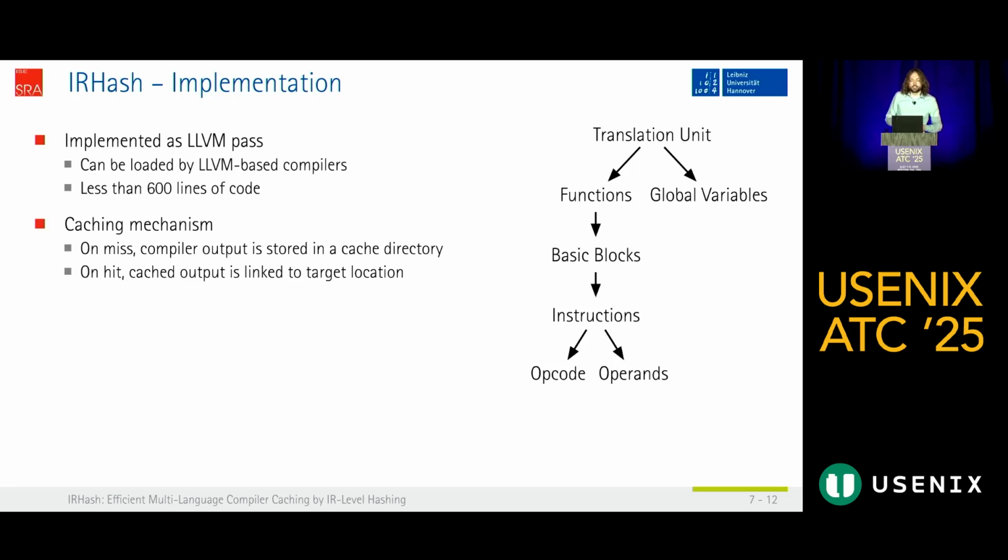The hashing works as follows: IR is hierarchically structured. There's the translation unit on top, which consists of global variables and functions, which again consist of basic blocks and instructions, and each instruction has an opcode and operands, and we just hash everything top to bottom. The same applies for complex types, which are hashed recursively down to their scalar components. And of course, we made sure that everything works as intended. We validated our implementation on 1.2 million translation units, so we're quite confident about the implementation.